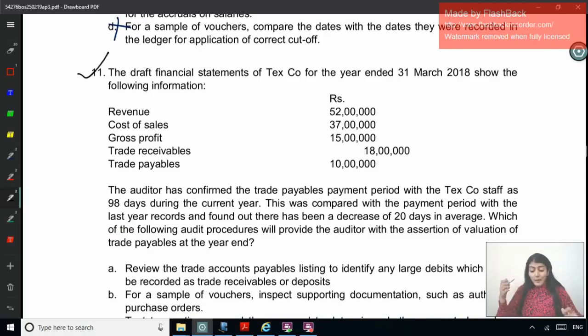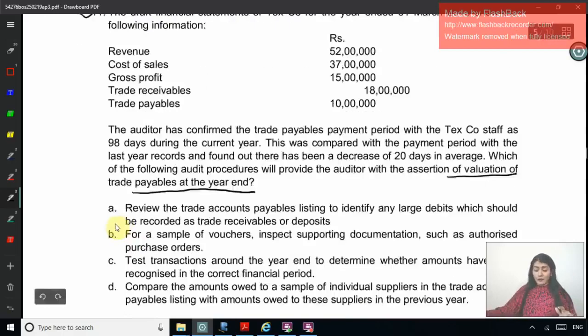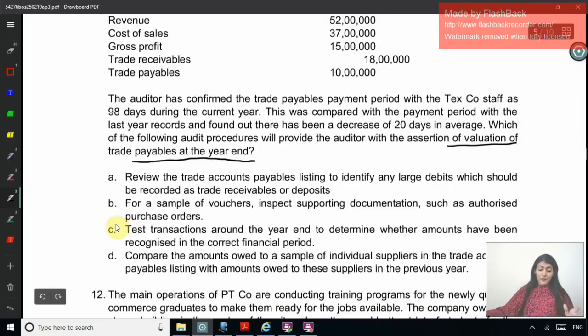This was compared with the payment period in the last year's records and found out that there has been a decrease of 20 days on average. So 20 days earlier, now you have to make the payment to the creditor. Which of the following audit procedures will provide the auditor with evidence on the assertion of valuation of the trade payables at the year end? So now they are talking about the valuation of the trade payables. Review the trade accounts payable listing to identify any large debits which should be recorded as trade receivables or deposits.